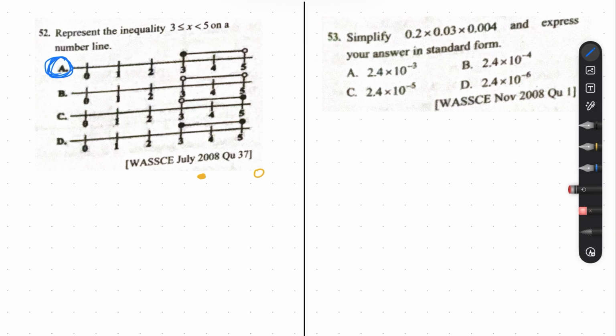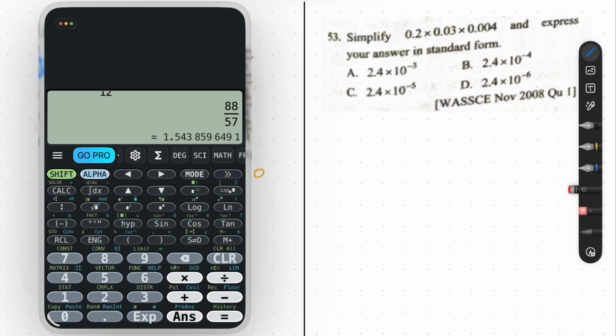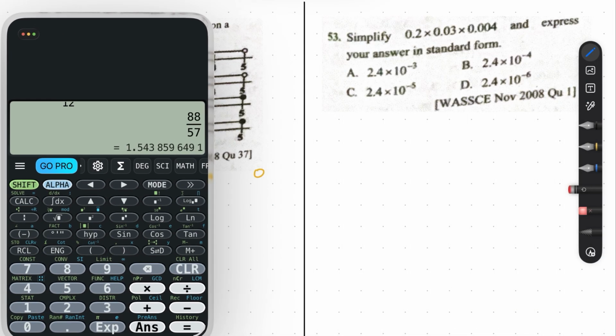It says simplify 0.2 times 0.03 times 0.004 and express your answer in standard form. This is calculator work because this is objective. Move very quickly to your calculator and punch it in. Let's go. 0.2 times 0.03 times 0.004. What is the answer?